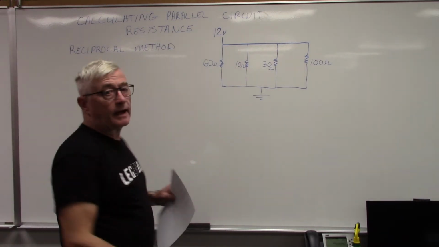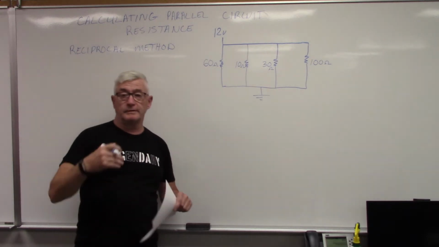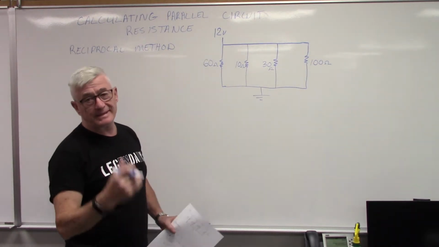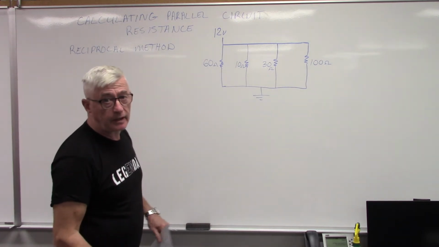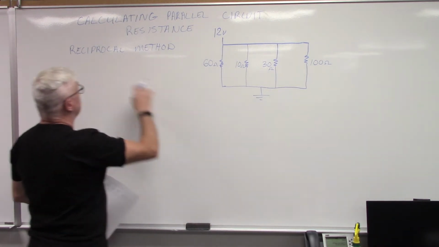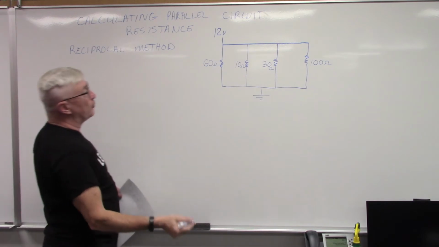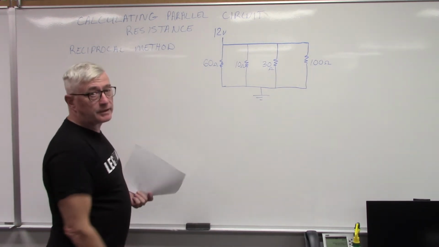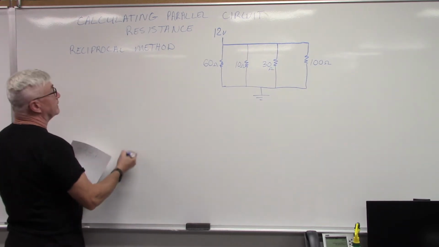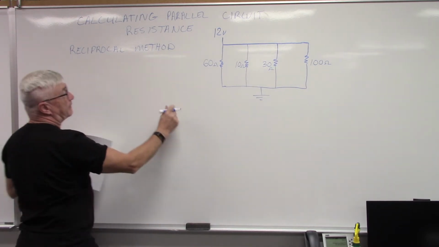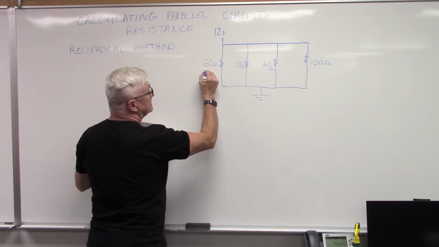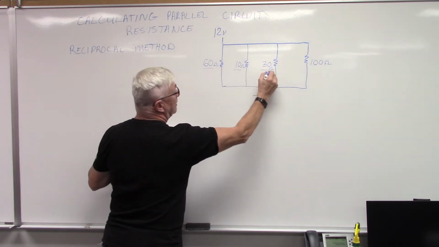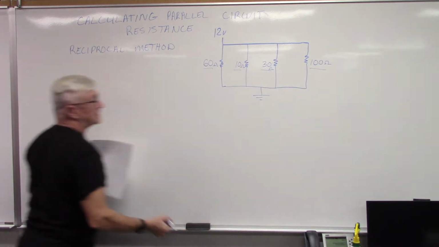Okay, this is going to be a little video on all of the methods of calculating resistance in a parallel circuit. So we're going to start with the reciprocal method, and these are in no particular order. I have gone ahead and done the math, so it shouldn't take very long and we can get through this fairly quickly. With the reciprocal method, my resistances are 60 ohms, 10 ohms, 30 ohms, and 100 ohms in this circuit.